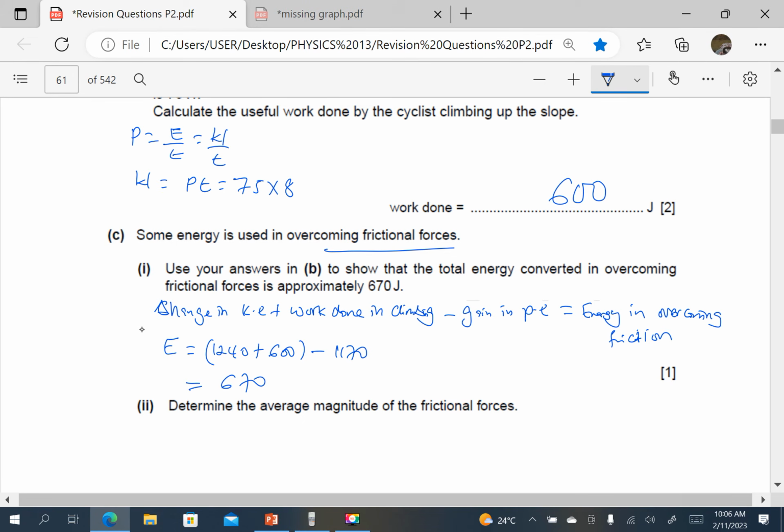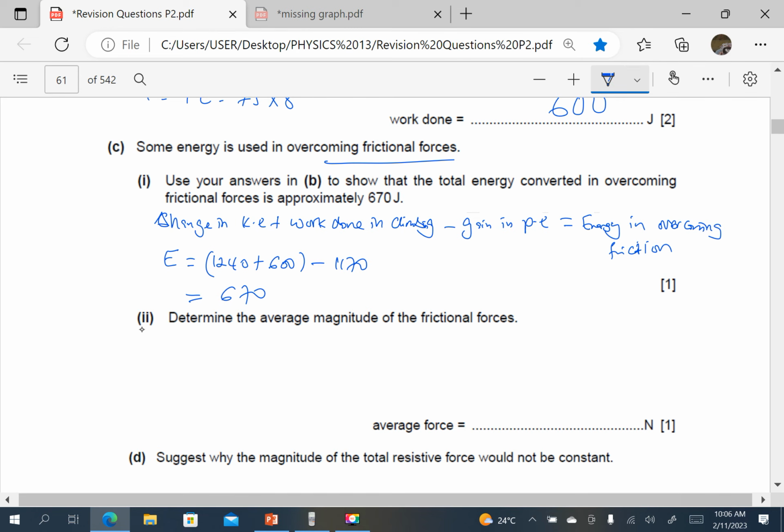So the change in kinetic energy plus the work done in climbing should be equal to the gain in potential energy if there is no work done against friction. But since there is work done against friction, the change in kinetic energy plus work done in climbing minus the gain in potential energy is equal to the energy in overcoming the friction force.